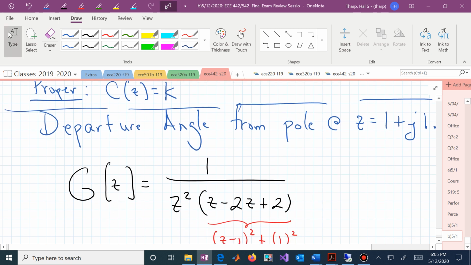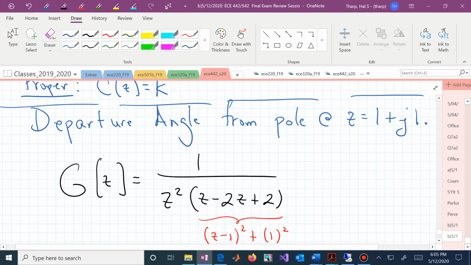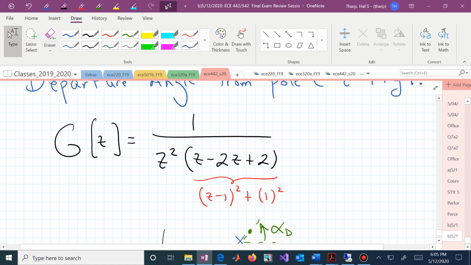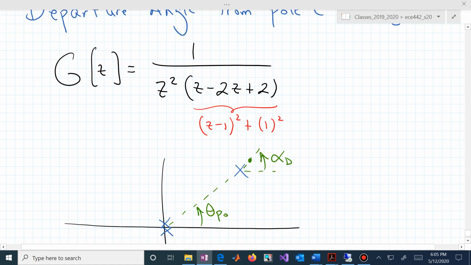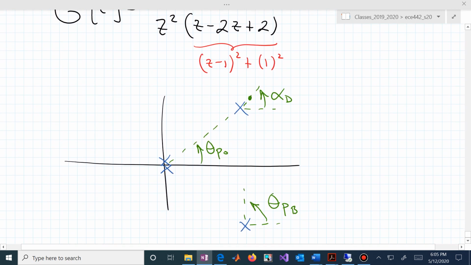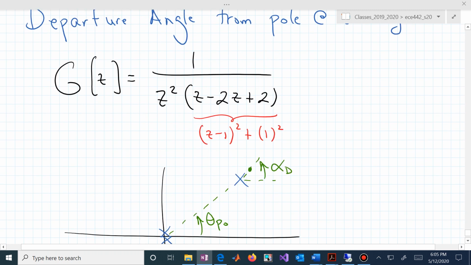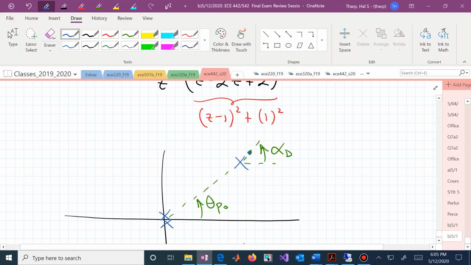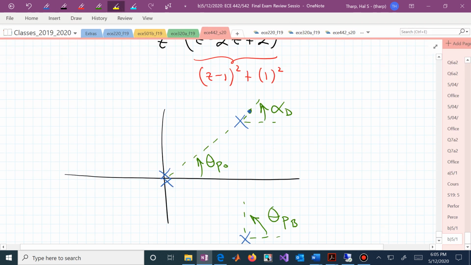Let's do one more. Let's look at the departure angle from a pole at 1 plus j1 in this transfer function. That was a question that someone asked. Let's see if we can believe the answer. Now we're trying to find the departure angle in a root locus diagram. We have 4 poles, there's no zeros, and we want to know what's the angle at this dot, and that dot is infinitely close to that pole at 1 plus j1. Remember, maybe what was causing the issue was the fact that we have 2 poles at the origin.